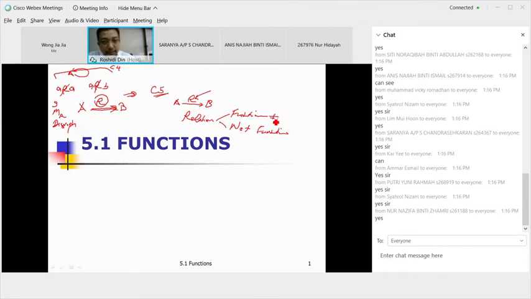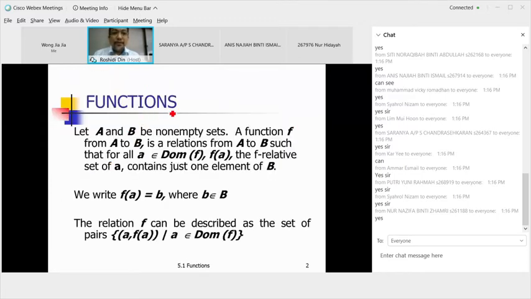Now today we will talk about this function, this sub-chapter. So the question is, which one is a function, which one is not a function? Okay, 5.1. Before we talk about function or not function, we must know the definition of function. We assume that A and B are sets. These sets are non-empty sets. Non-empty set means each set has at least one element.